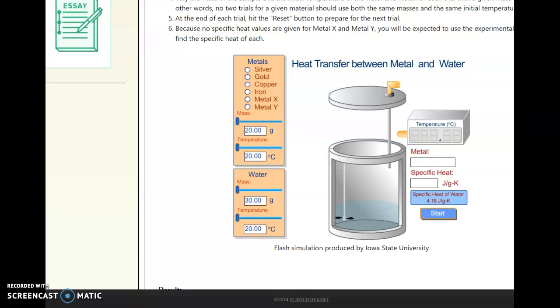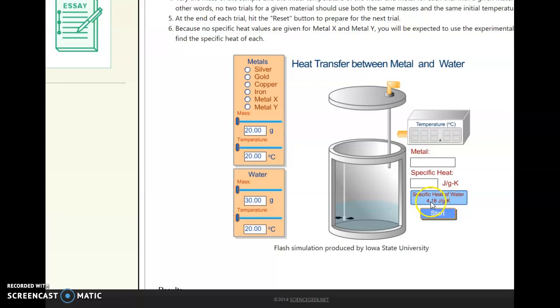Okay, this particular lab is called a calorimetry lab. This is called a calorimeter, and this is a temperature probe right here, and it would record the temperature of the water that's in here. So if I'm looking at this, I can see that I have 30 grams of water, and the initial temperature of the water starting off right now is 20 degrees Celsius. They're also telling me that the specific heat of water is 4.18 joules per gram degree Celsius.